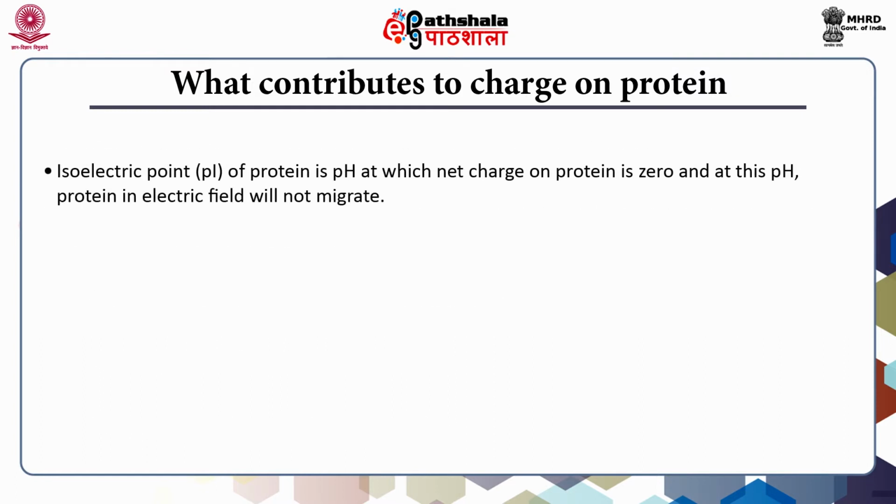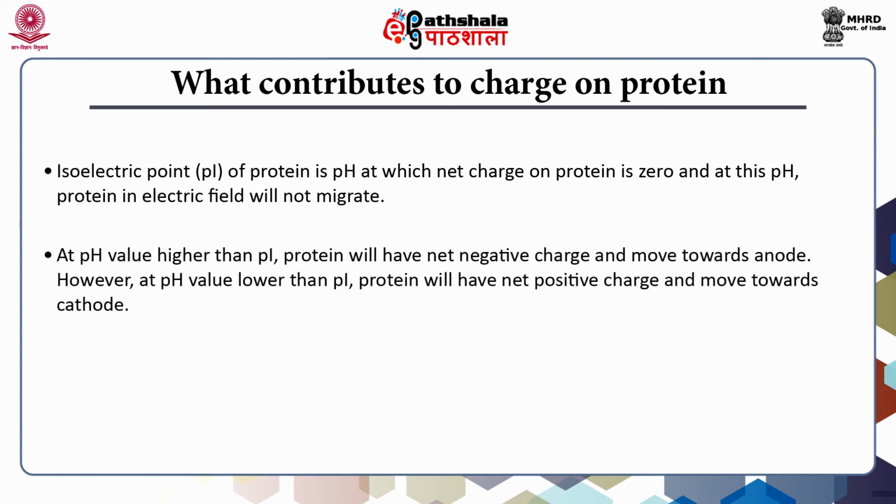The isoelectric point of a protein is the pH at which net charge on the protein is 0. And at this pH, the protein in an electric field will not migrate. At pH values higher than the pI, the protein will have net negative charge and move towards the anode. However, at pH values lower than pI, the protein will have net positive charge and move towards the cathode.